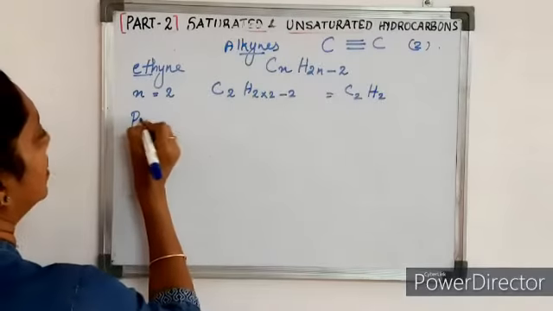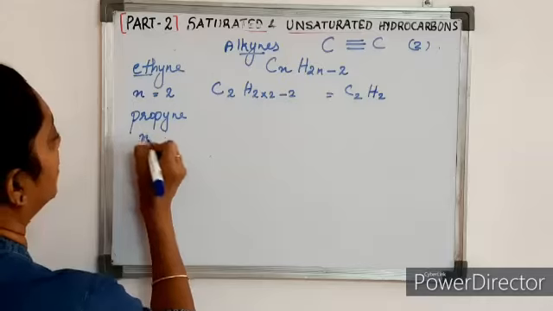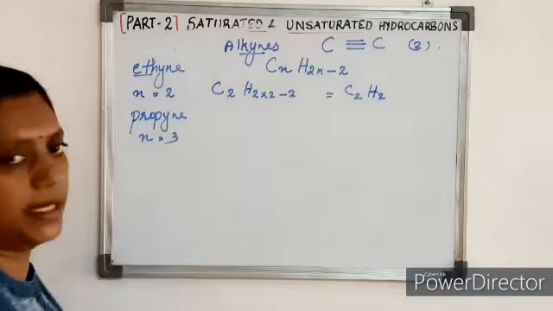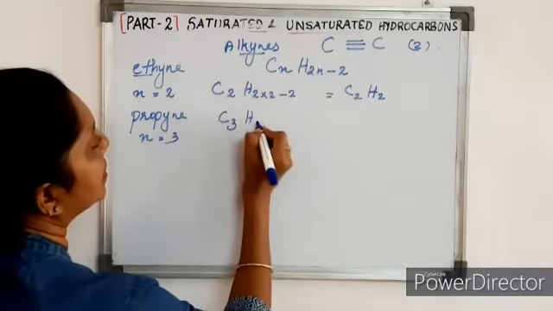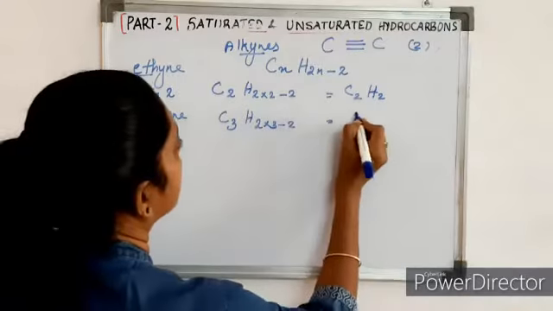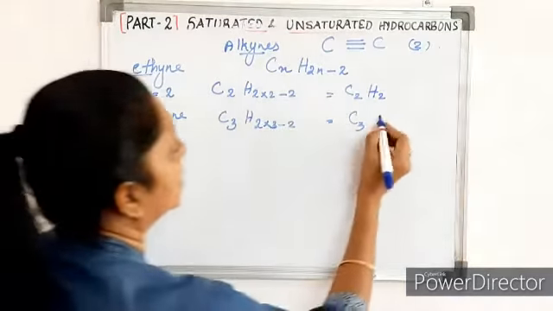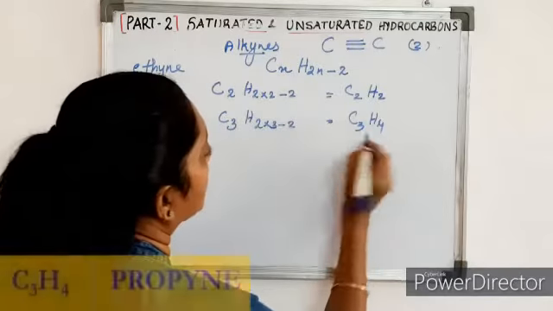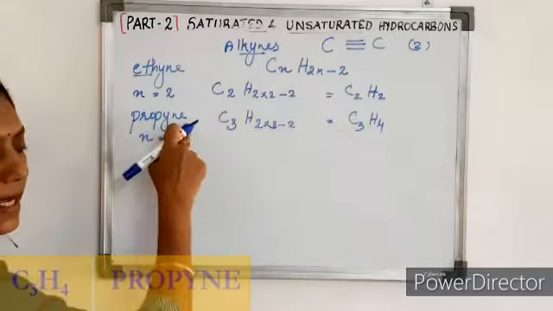Next is propyne. We put the value of n equal to 3, that means 3 carbon atoms. C3H(2 into 3 minus 2). That is C3, 2 into 3, 6 minus 2, that is 4. C3H4. This is the formula for propyne.